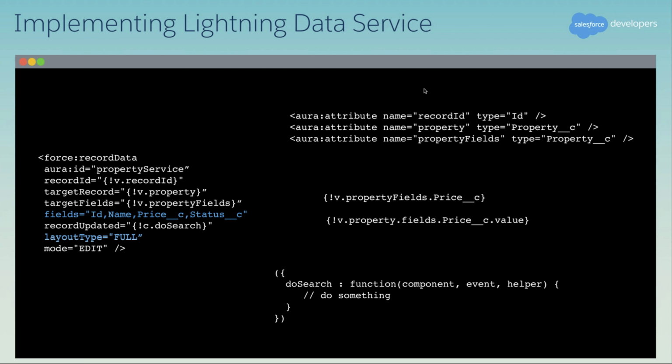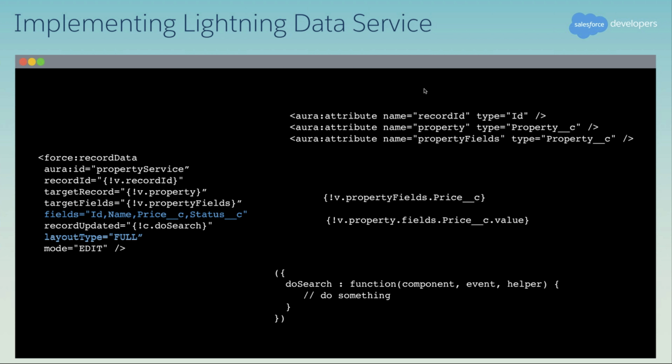Now there's something really important here as well. You can actually combine layout type full and or layout type compact and fields together. So you might actually have a reason to use both. Now, why would that be? Well, using the fields property, I can actually tell force record data to get a field that is not visible on a particular layout. For example, maybe an image URL or something like that. So I can combine the layout type full and fields together to get all of the fields that I know happen to exist in that record that I am interested in for my component.